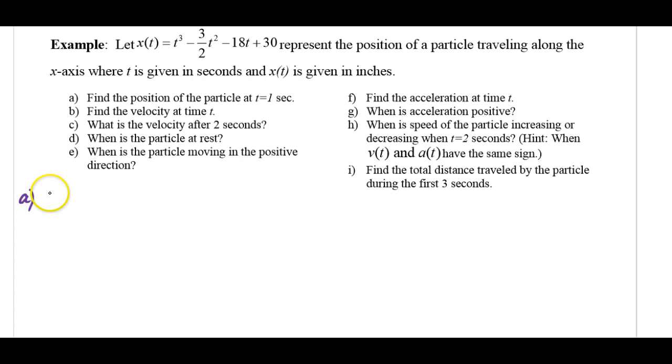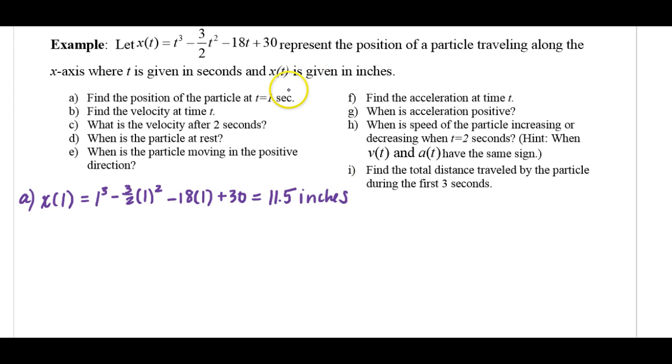So for part A, I'm interested in x of 1. I'm going to plug in 1 everywhere there's a t. So 1 cubed minus 3/2 times 1 squared minus 18 times 1 plus 30. I'm going to skip the arithmetic here and tell you that this is 11.5 inches, because remember that x of t, so x at any time, is given in inches.